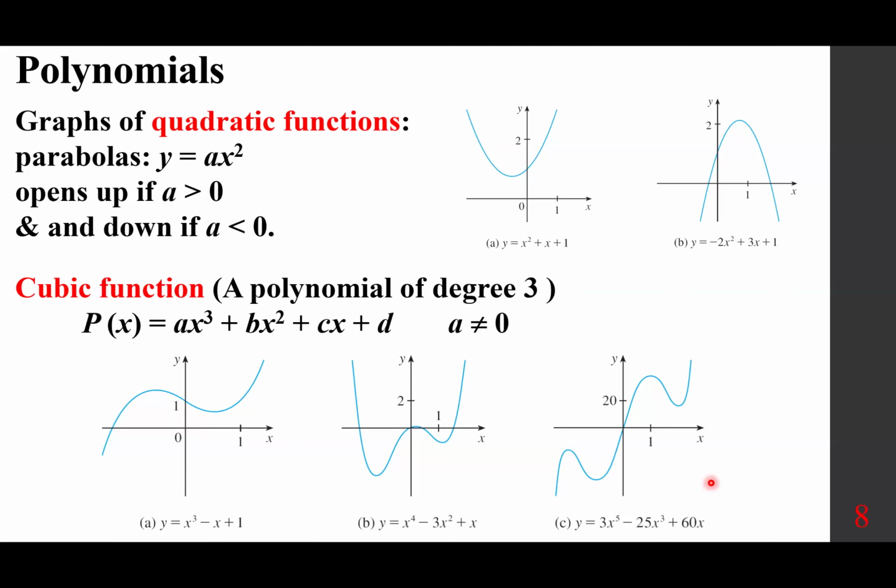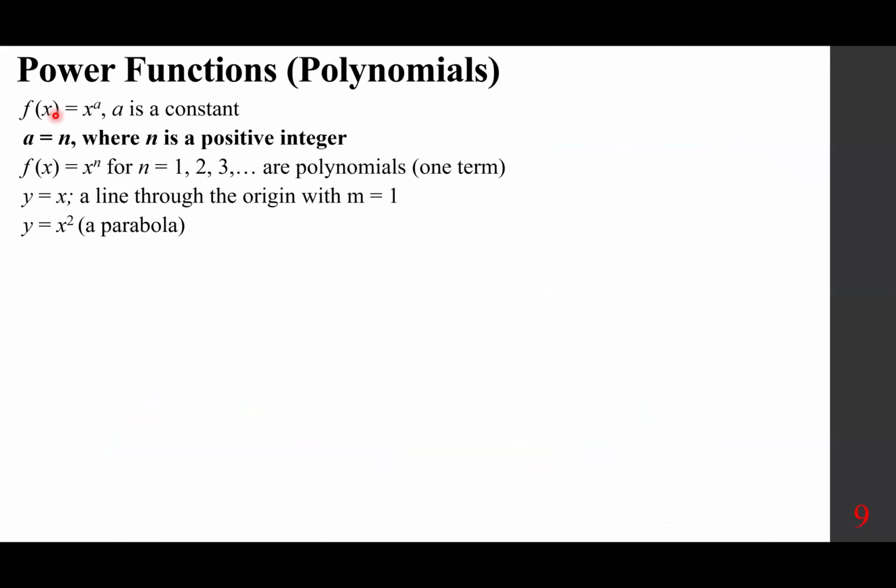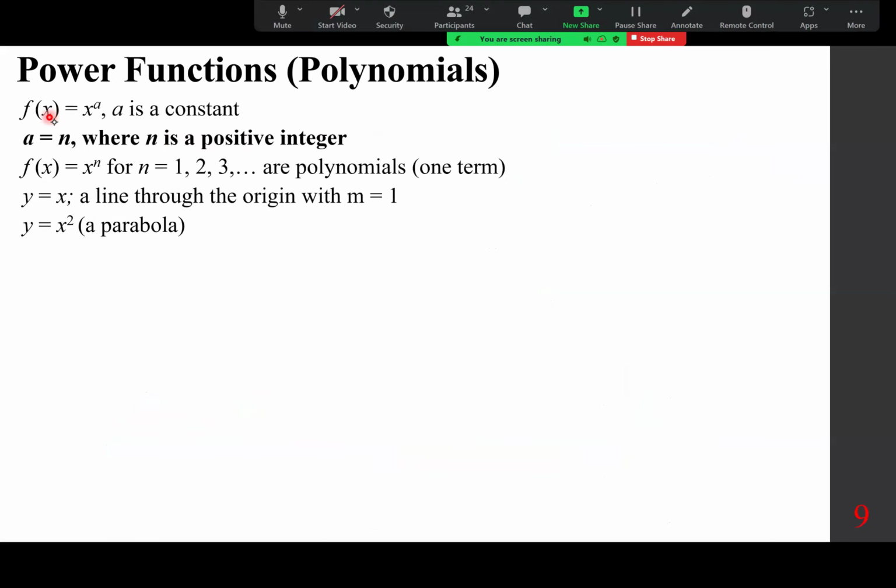So f of x equals x to the power of a, where a is a constant, a equals n, where n is a positive integer, meaning 1, 2, 3 to infinity. f of x equals x to the power of n for n equals 1, 2, 3 are polynomials with one term. y equals x is a line through the origin. m equals 1, the slope. m is the slope. y equals x squared is a parabola. So we know that.